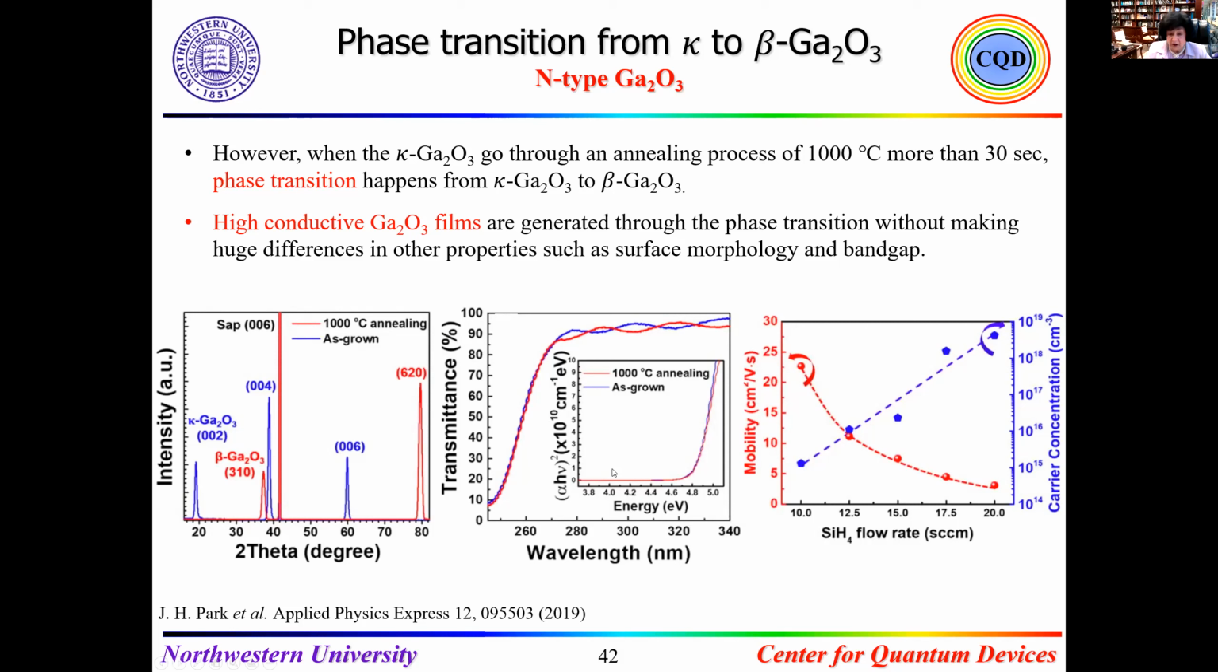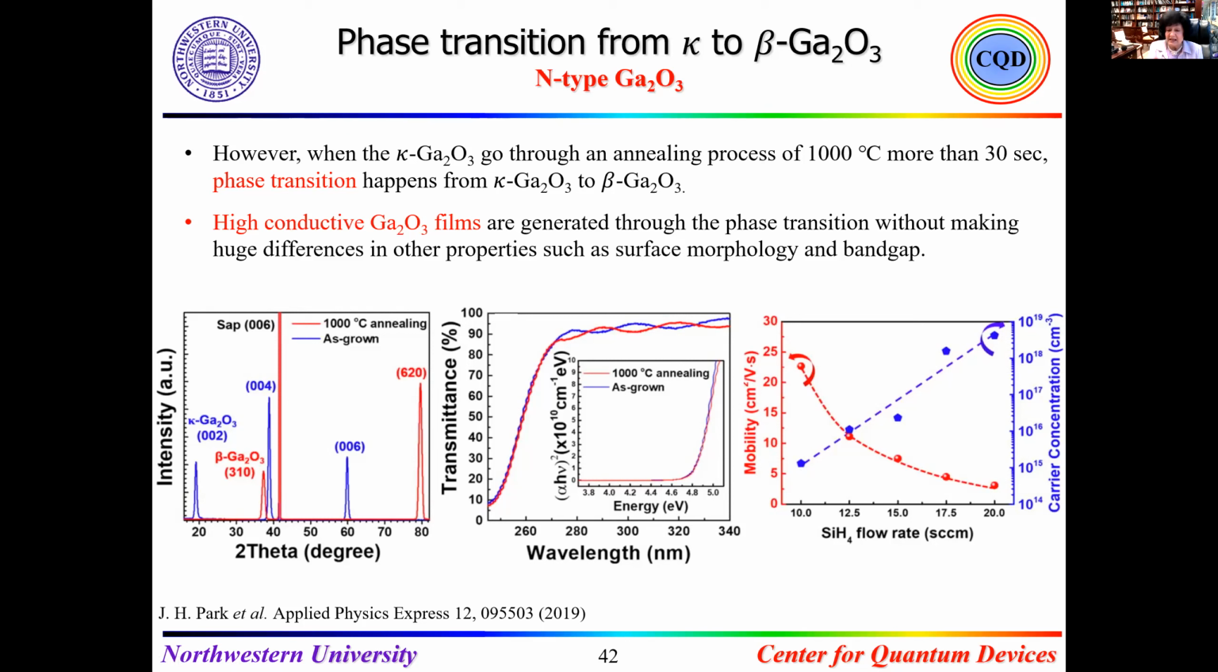And the transmission shows that there is no change in the energy gap. As grown and after annealing, copper and beta give exactly the same energy gap. But something very interesting: when we doped with silicon, as a function of increasing the silicon doping, we again changed the mobility and carrier concentration. But the beautiful, interesting thing we found when we doped with silicon is that the material again changes phase.